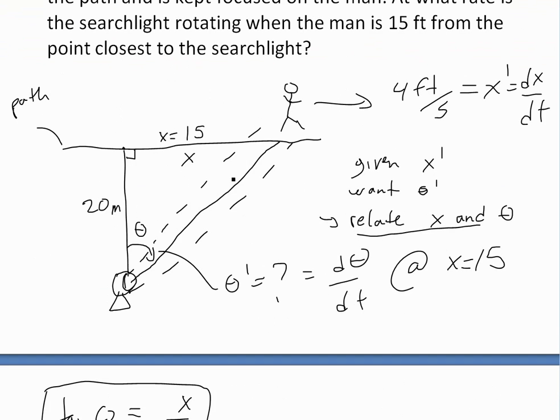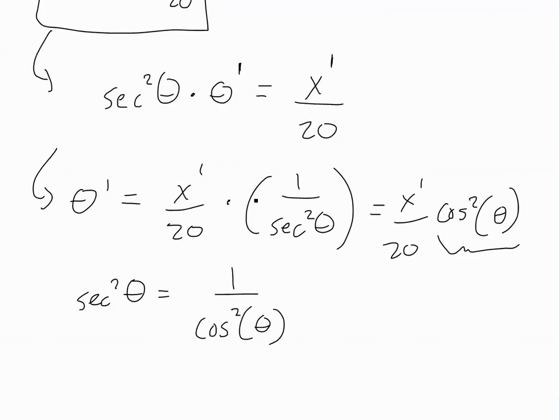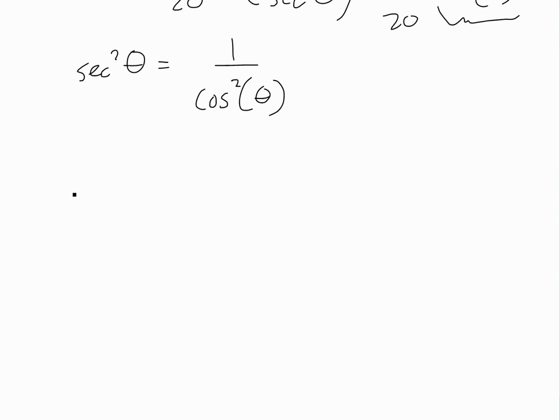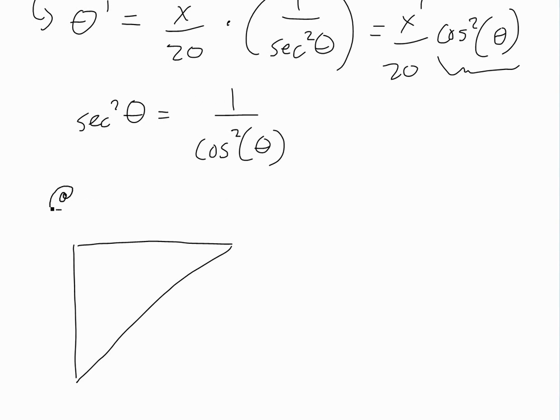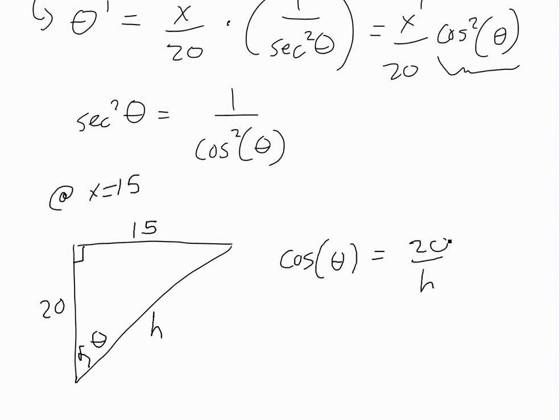To do that, we look at this triangle here, and we could use similar triangles or just calculate the value, because we know the triangle looks like this. At x equals 15, this side is 15, this is 20, and we need to know what this is. Let's call this h, or hypotenuse. This is a right angle triangle, so using trigonometry, cosine is adjacent over hypotenuse, so cosine theta is equal to 20 over h.